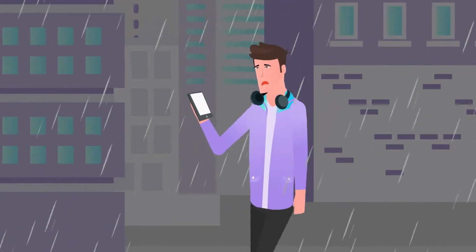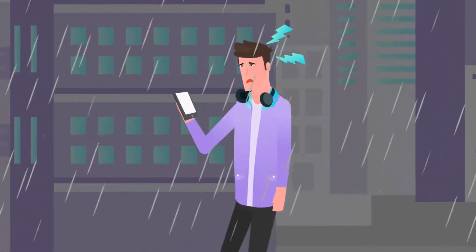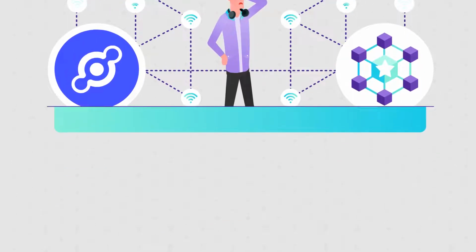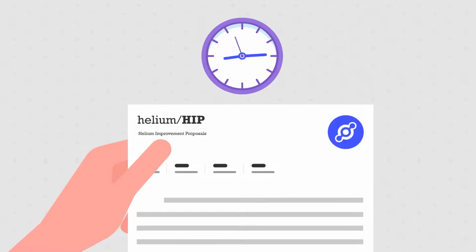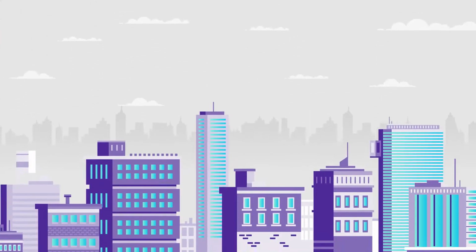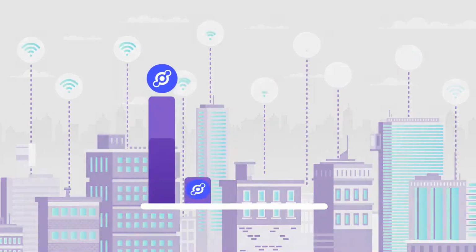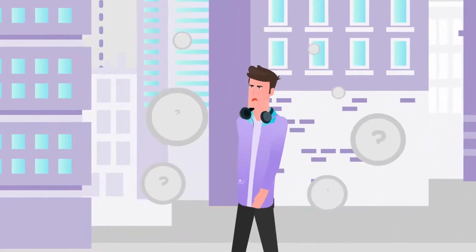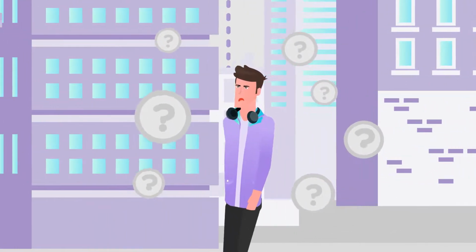Are you finding it hard to understand all your hotspot data and how the Helium network and blockchain rewards work? Reading long, technical Helium improvement proposals can be difficult too. And you've got more and more hotspots coming online and hurting your HNT rewards. But you've got no idea why it's happening or what to do about it.